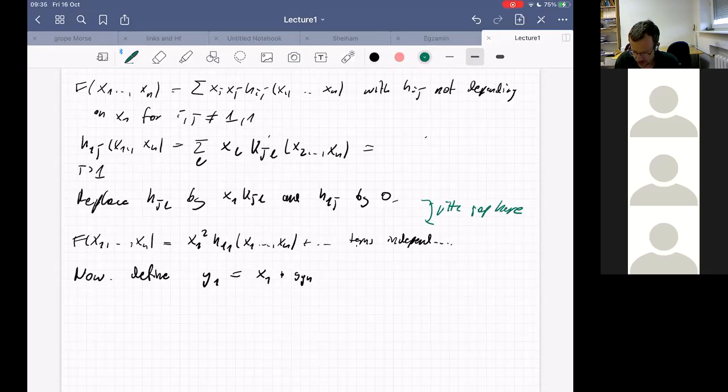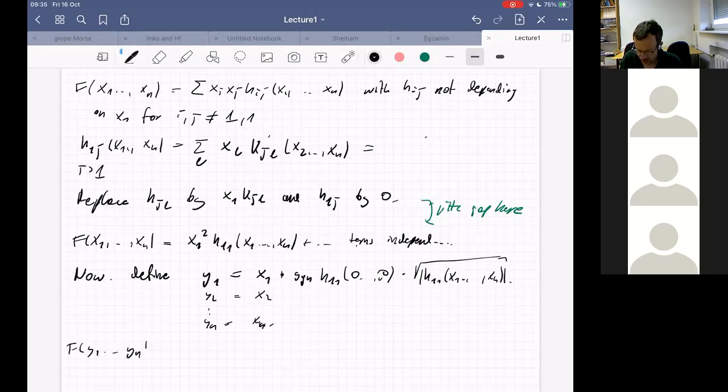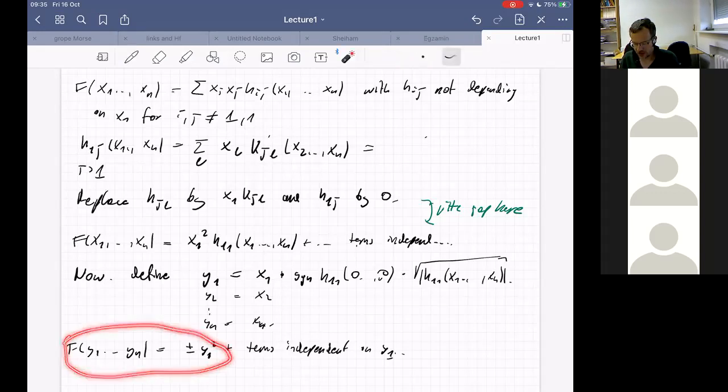Times sine of hy1 at 0, 0 times square root of h, the absolute value of x1, xn, and y2 is equal to x2 and yn is equal to xn. And then f of y1, yn is equal to plus or minus y1 squared plus terms independent of y1. Okay, so this is the induction step. I get my y1 squared, plus or minus depending on the sign of this, plus terms independent.